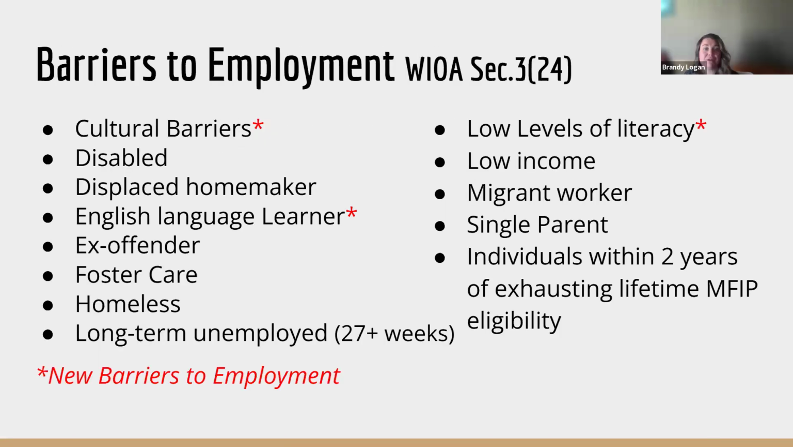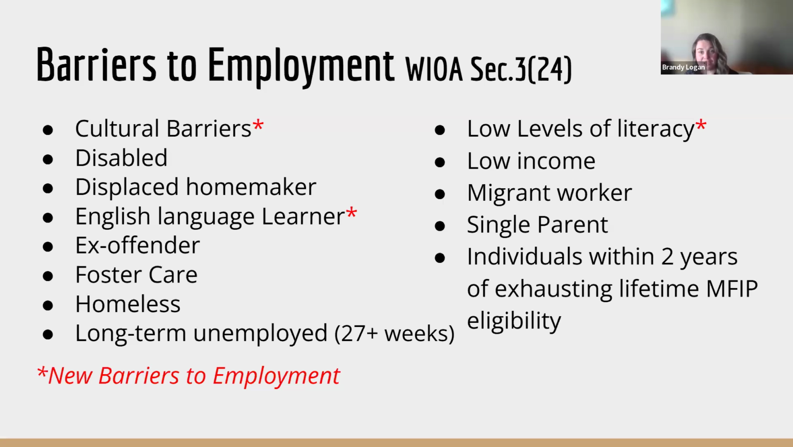There we go. So barriers to employment you can find over in WIOA section 324, which describes the 13 barriers to employment. As you see, cultural barriers, disabled, displaced homemaker, and all of the other descriptives. The ones with the red asterisk have been newly added this new program year. And those changes have been reflected on the SID intake as well.